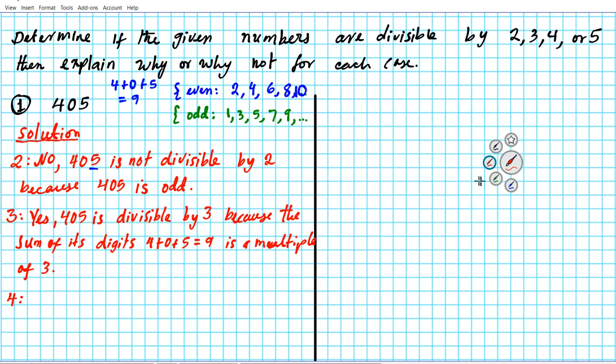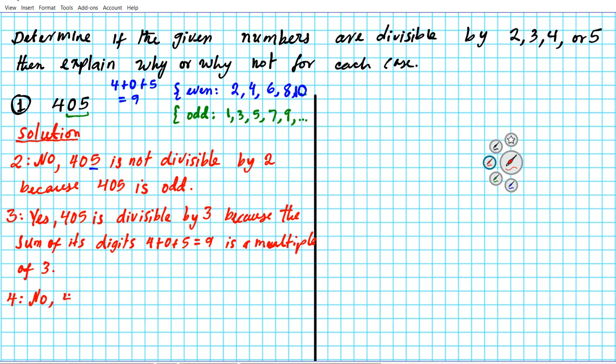You look at the last 2 digits and ask yourself, are they both zeros, or do they form a multiple of 4? If you look at your 4 multiplication chart, 5 isn't there. You go from 4 to 8, 12, on and on, right? And they're not both zeros, so the answer here is simply no. It's not divisible by 4.